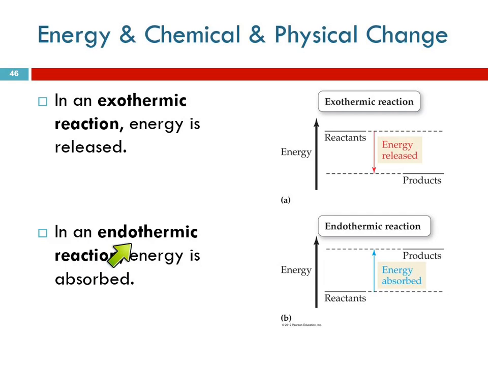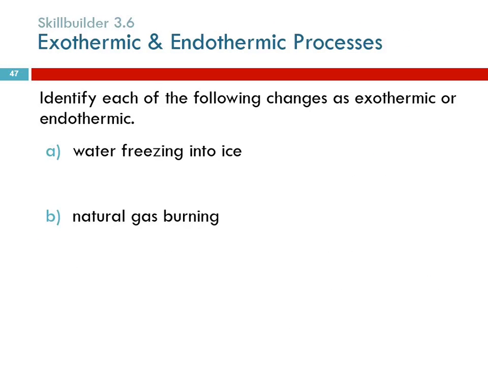The opposite can also happen. You can have an endothermic reaction, where energy is going in to the reaction. Here, the reactants start with low energy, and the products have high energy. They have absorbed energy from something else. Which do you think is more common? Exothermic, going from high to low, or endothermic, going from low to high? Exothermic. Most spontaneous things are exothermic. They release energy.